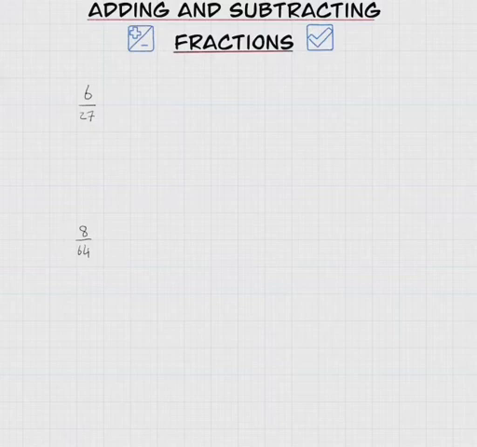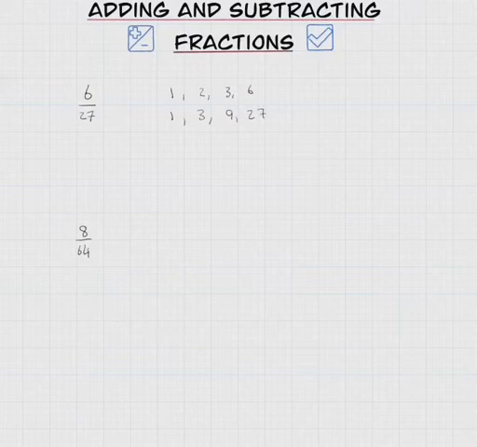Well, as we said before, we try to find a common factor of the numerator and the denominator. So the factors of 6 are 1, 2, 3, and 6. And the factors of 27 are 1, 3, 9, and 27. Can we spot any common factors? Well, yes, 3 is a factor of both of them.